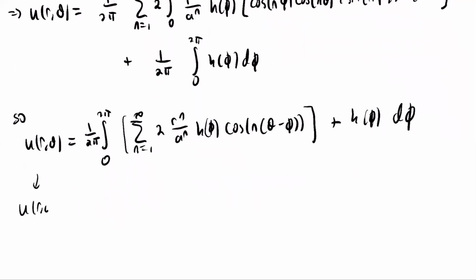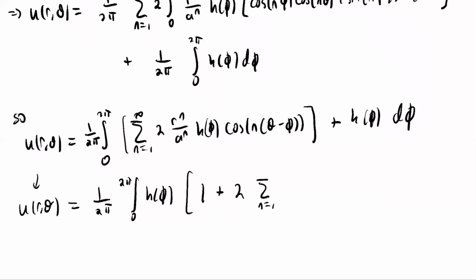And well, just simplifying this a little bit further, this tells me that u of r, theta is 1 over 2 pi integral from 0 to 2 pi. And then I finally have h of phi. Right, notice I have an h of phi term in both of these, so I can factor it out. And then I end up with 1 plus 2 times the sum from n equals 1 to infinity of r to the n over a to the n cosine of n times theta minus phi, d phi.